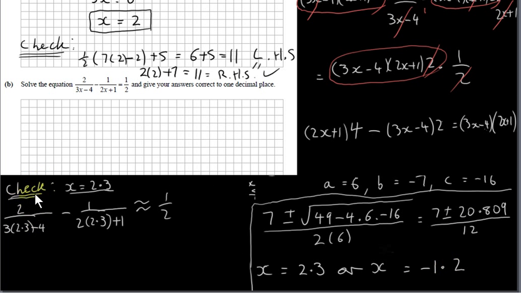As an aside, I checked one of the solutions. I checked x equals 2.3, and that means I plugged 2.3 in for x. I worked out the left hand side here, and I got a number that was actually very close to a half. I'm not going to get exactly a half because remember, this solution has been rounded to 1 decimal place. I didn't check this one. I presume it's right.